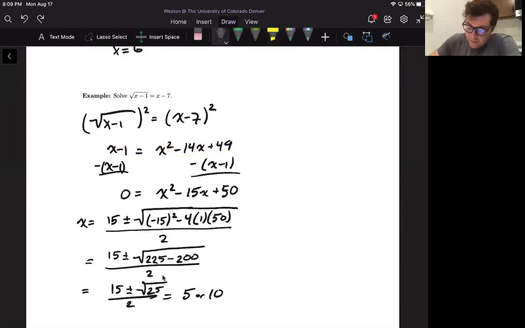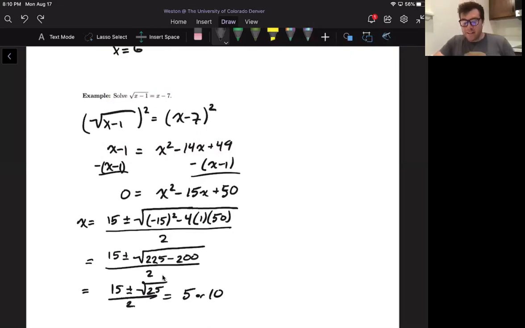So what's important is that once we find these numbers, these are what's known as our potential solutions. So now we know that if x is a solution to this radical equation, then it has to be 5 or 10. And now that we have only 2 numbers left, we can just plug them in and see what happens.